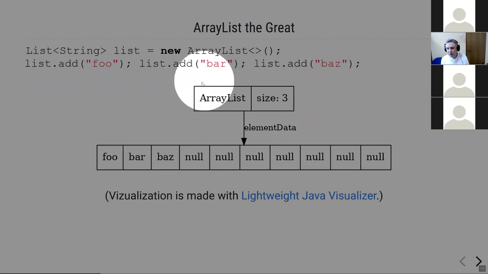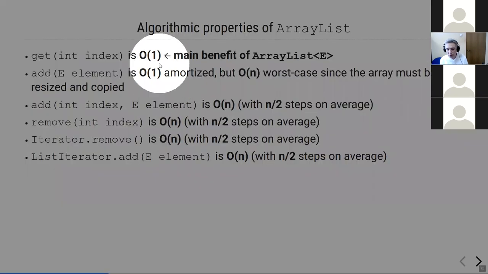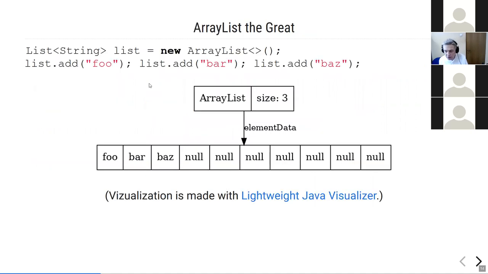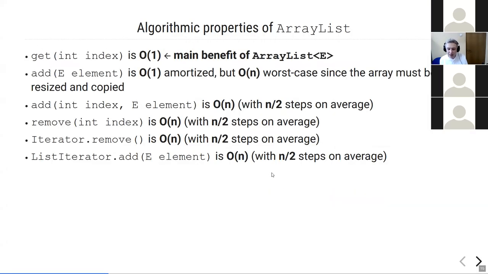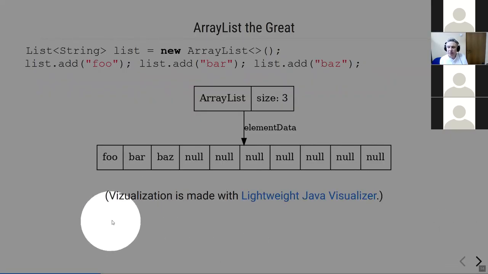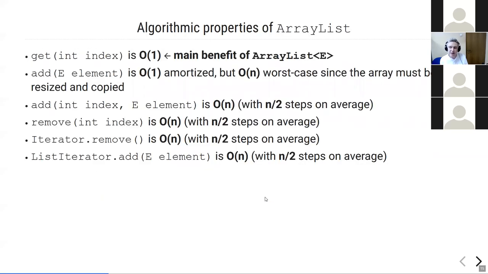If we are going to get an element by its index, say get the first element, we are going to get it in constant time. So constant time is big O of one. If we are adding an element to the end of the list, in many cases it's also going to be constant time, because we are just utilizing the vacant space here. But sometimes, in the worst case scenario, we'll have to reallocate a new buffer and copy. So from time to time, adding to an array list is a very, very slow operation.